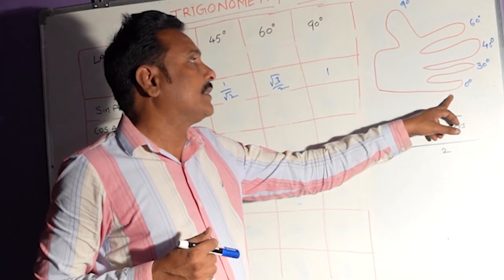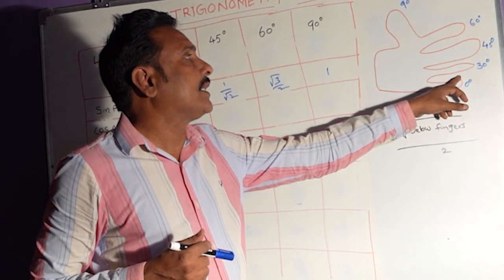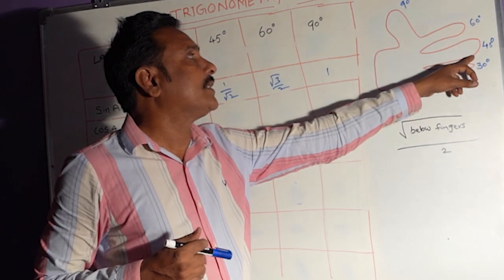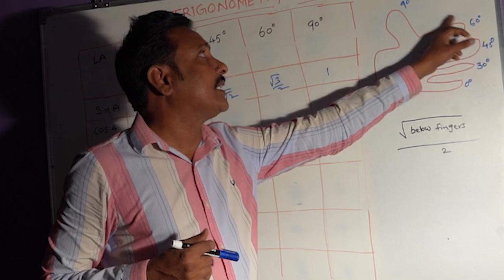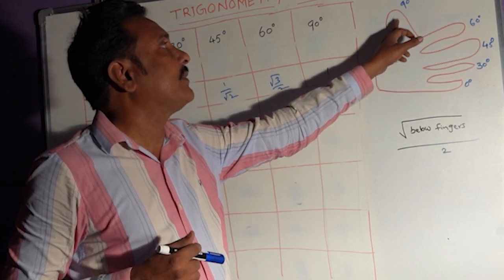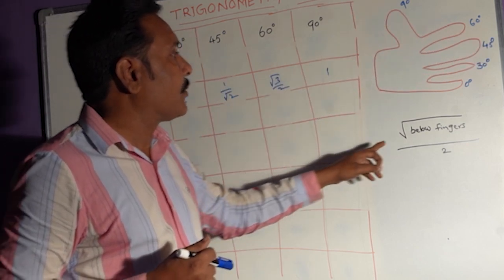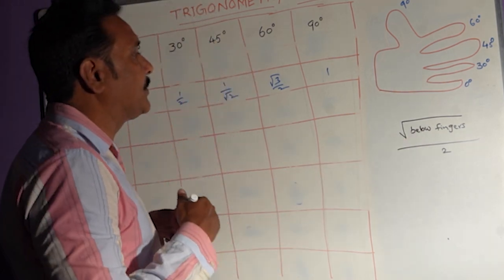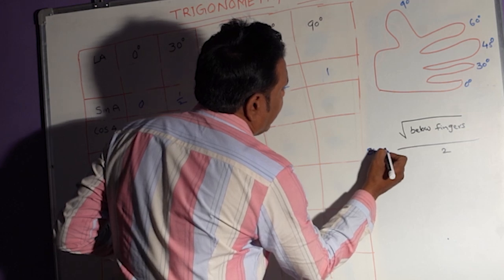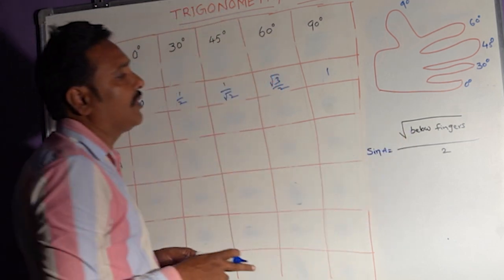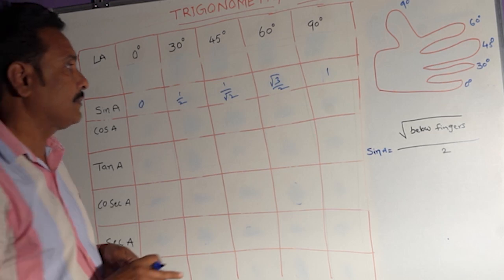This is the little finger, 0 degree value. This is the ring finger, 30 degree value. This is the middle finger, 45 degree value. This is the index finger, 60 degree value. And this is the thumb finger, 90 degree value. Root of below fingers by 2 is the sine value. Then sine A is equal to root of below fingers by 2.